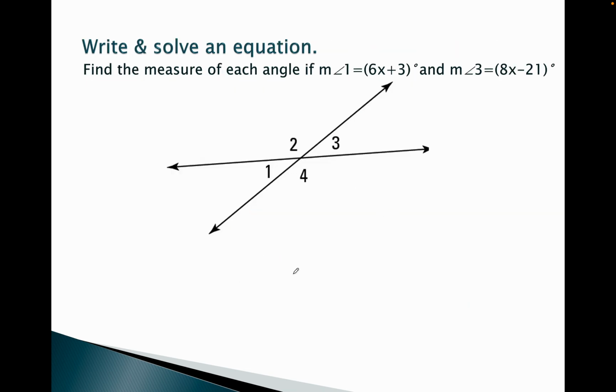Our third example has no let statement, but since we are given the expressions for angles 1 and 3, and those are vertical angles, we know that they are always equal in size, so we would write our equation to show that they are equal. When you solve it, you will get x equals 12, and then you make sure you don't forget to plug that back in and find the measures of each of the angles in the picture, 1, 2, 3, and 4.